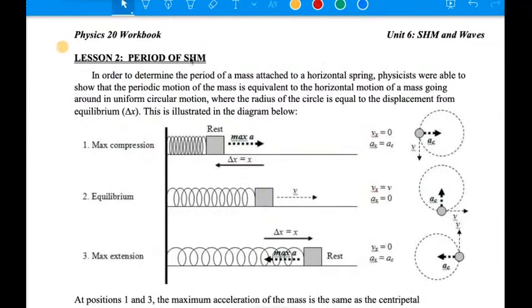Hello class, we're getting closer and closer to the end. Unit 6, Lesson 2 here. We're talking about period of simple harmonic motion.